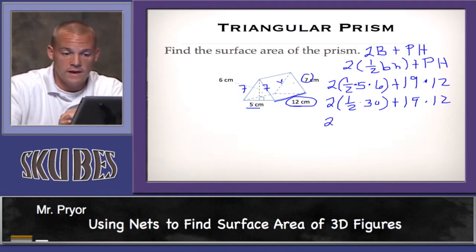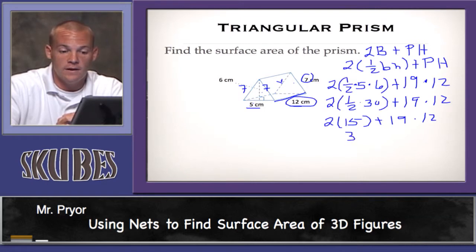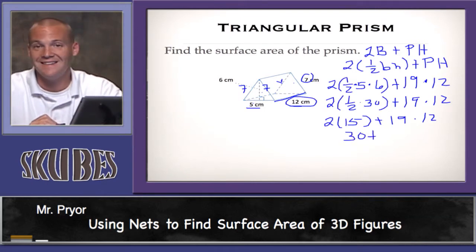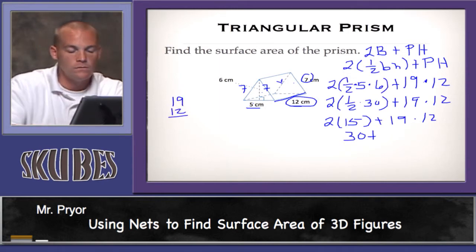And notice when we do that, we then have to multiply it by 2 again. So you kind of do a full circle there. You end up with 30 all over again. So we end up with 2 times 15, which is 30. And then we're going to add that to 19 times 12, which I'll do off to the left here. 19 times 12.